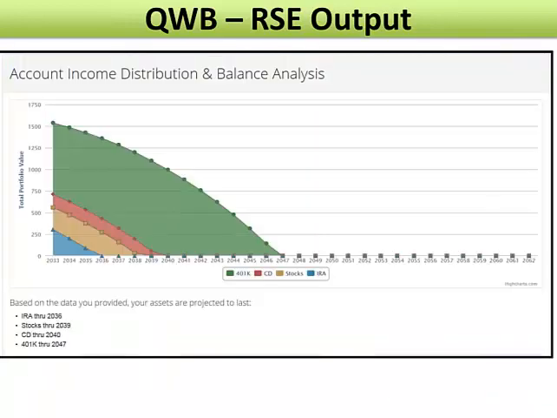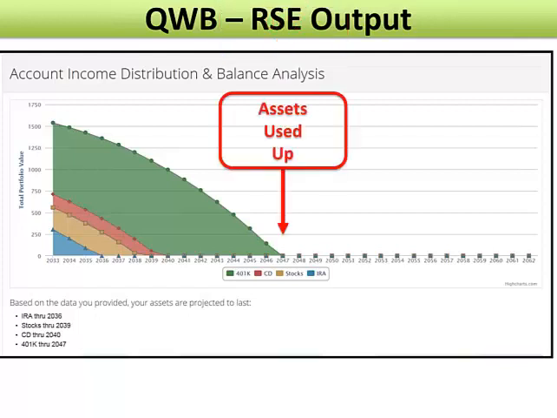Then we're going to show them a graph of their asset usage. And in this case, it's going to show their assets are used up in the year 2047. In fact, below it's going to show IRAs are used up by the year 2036, stocks are used up by the year 2039, CDs are used up by 2040, and then the 401k is used up by 2047. So we got to make sure that we point those little tidbits out.